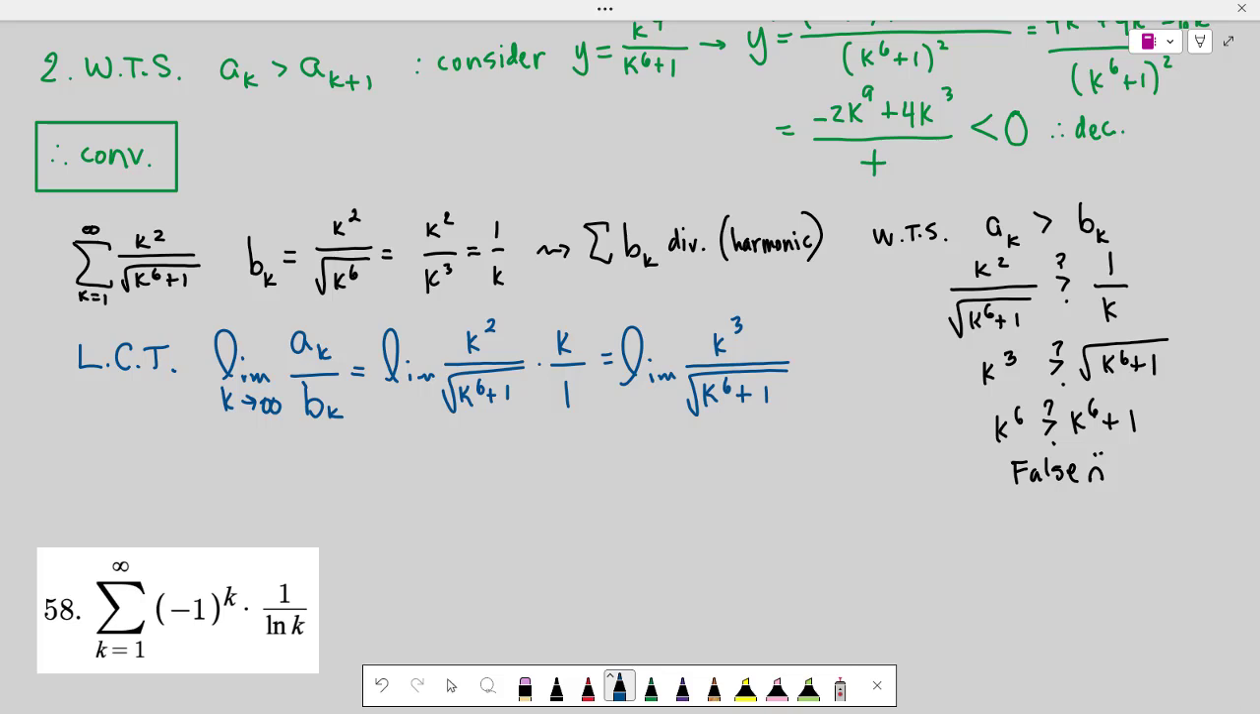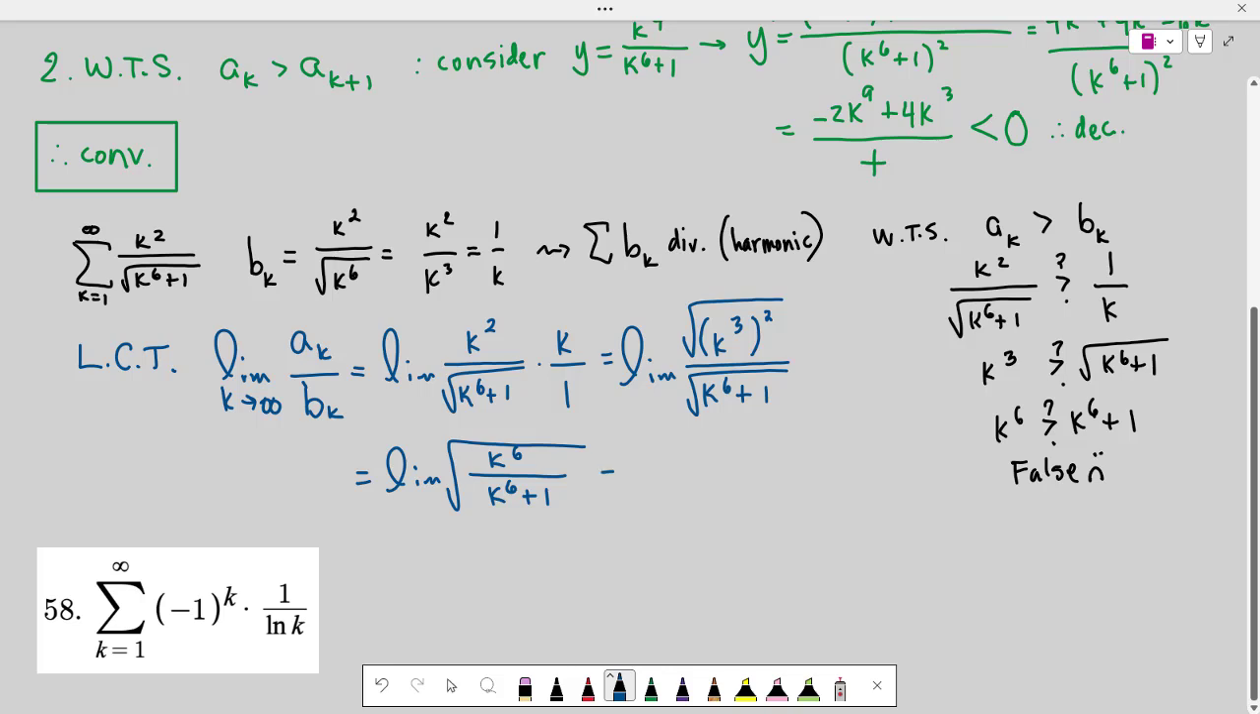And then we do our clever little trick. We square and square root the numerator so that we have one big square root and we can combine the guts. We can combine what's inside. Could you also multiply the numerator and denominator by 1 over the square root of k to the 6th? Yeah, it's going to get a little messy if you do that, but you could do that. And what does that limit equal to?